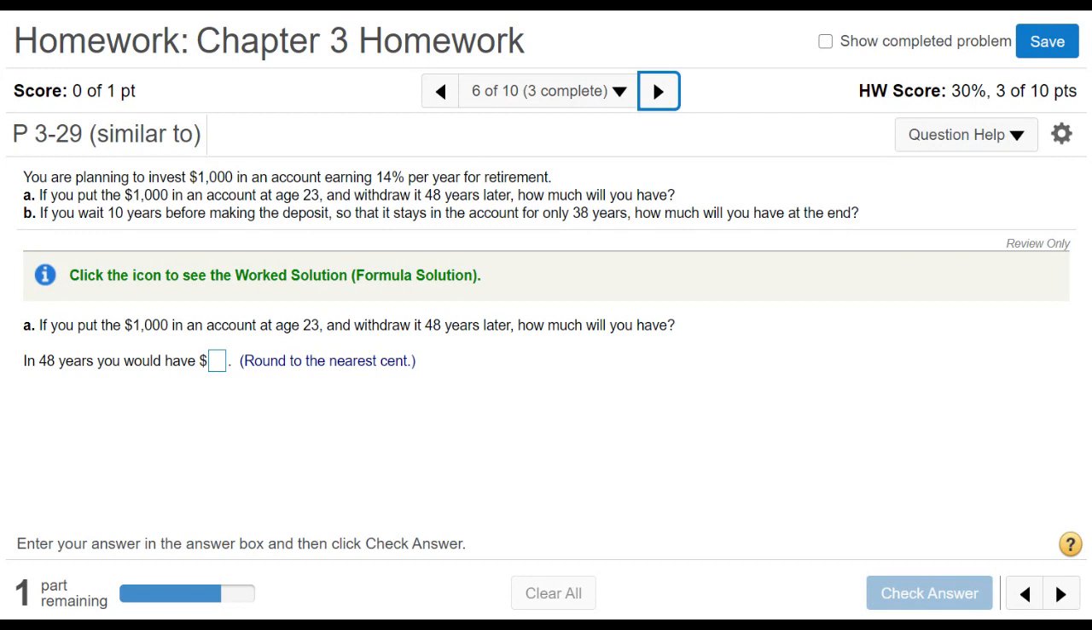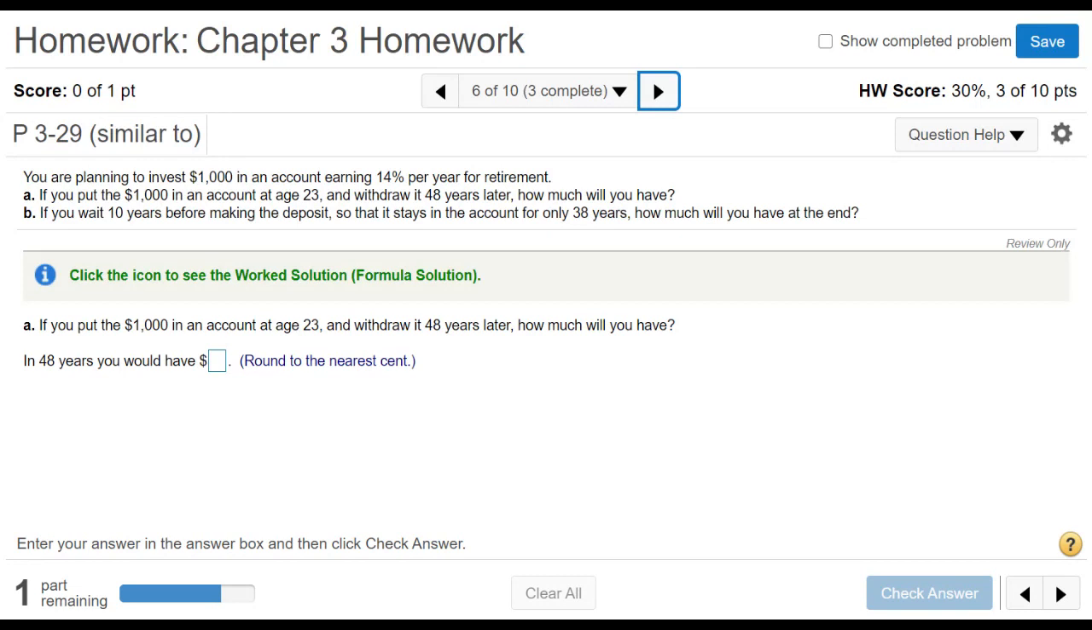Okay? You're very welcome. You're planning to invest in an account earning 14% per year for retirement. If you put $1,000 in the account at age 23 and withdraw it 48 years later, how much will you have? So what would I do here? Right, you're planning 14%. If you put 1,000 at the age of 23 and withdraw it 48 years from now, how much would you have?